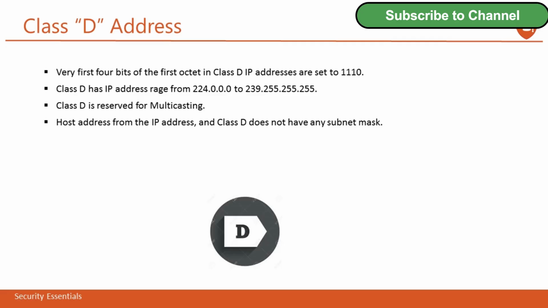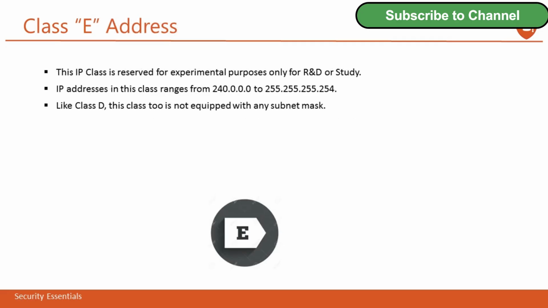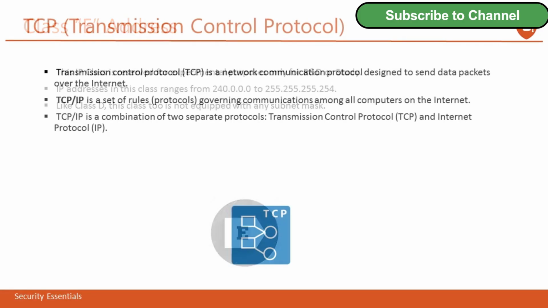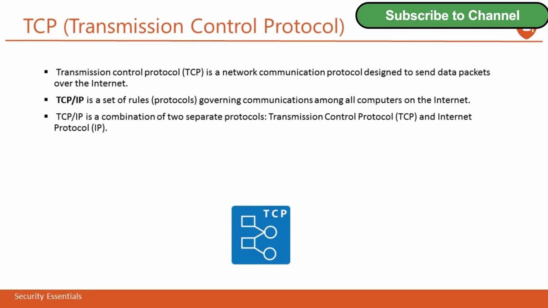In Class E, the last class, the IP class is reserved for experimental purposes only, for R&D and study. IP addresses in the class range from 240.0.0.0 to 255.255.255.254. Like Class D, this class is not equipped with any subnet mask, so we have discussed Class A, B, C, D, and E. Next is TCP, Transmission Control Protocol.